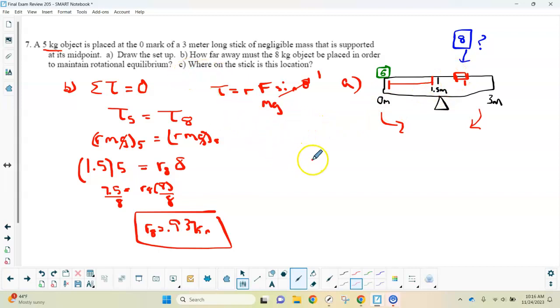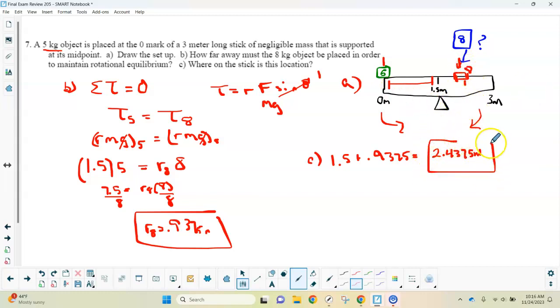It says where's the location on this stick. So you're going to try to figure out where this is. If this is 0, we're trying to read what that is. So I'm just going to add 1.5 to that number, plus the 0.9375. If you do that correctly, you should get something like 2.4375. That is the actual place on the stick where you would need to place this 8 kilogram block in order to maintain rotational equilibrium. So that one's just more of a conceptual idea, not a ton of math there. You're just figuring out what point on the stick it is.